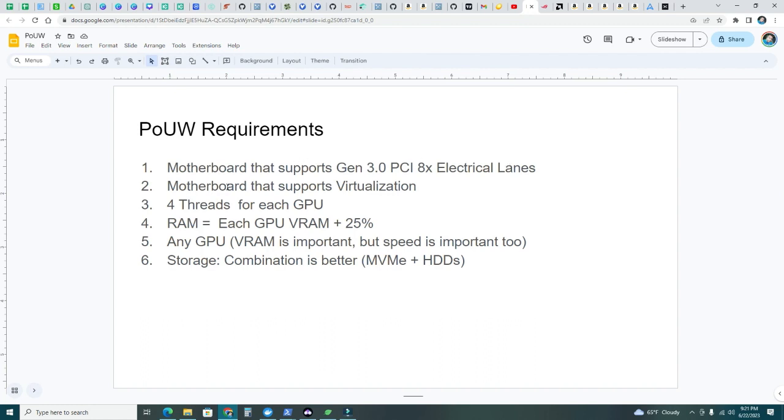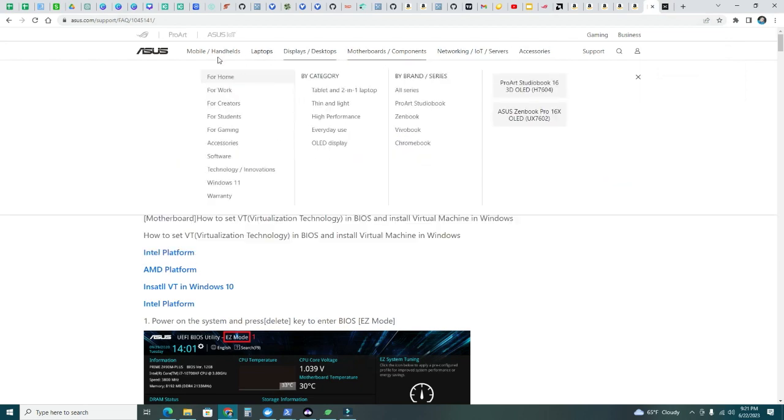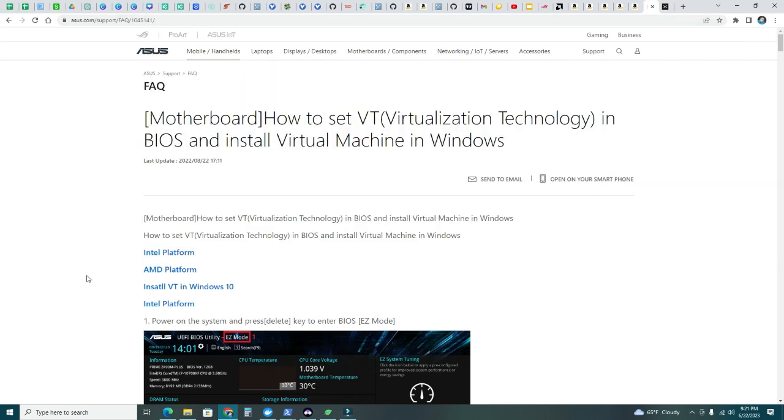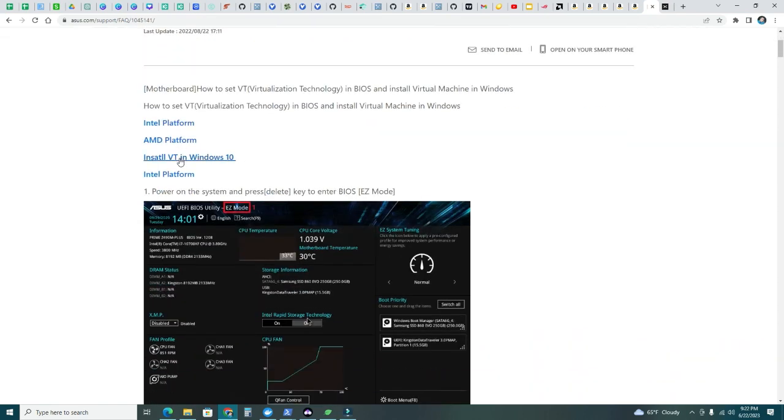We need a motherboard that supports virtualization. In order to check that, you've got to check with the manufacturer. I think I have already checked that here. I went to Asus: how to set up VT, virtualization technology, in the BIOS. So I'm going to have to check once I install Ubuntu. Well, before, once I install Ubuntu, we're going to go and check the BIOS.